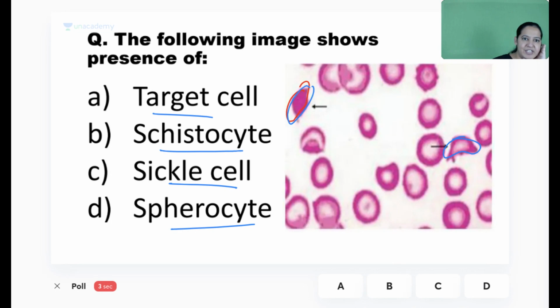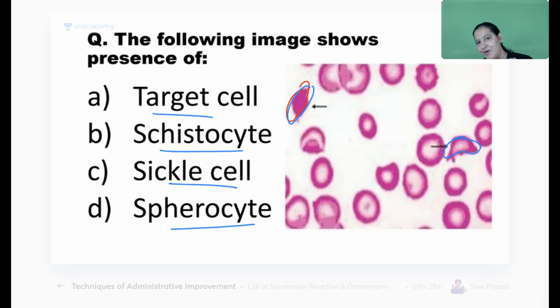So most of you are right. Nibhash, Sweetie, and Mulai are first to answer it correctly. No, it is not sickle cell. Many of you have marked it as sickle cell. Okay, I will erase and show you the image again. The correct answer here is schistocyte. It is not sickle cell.